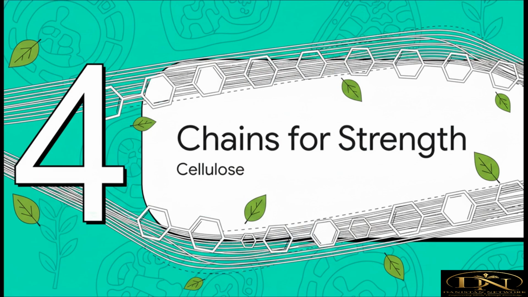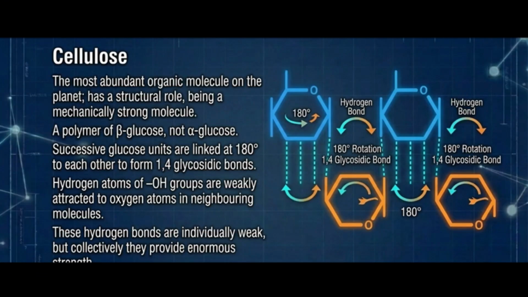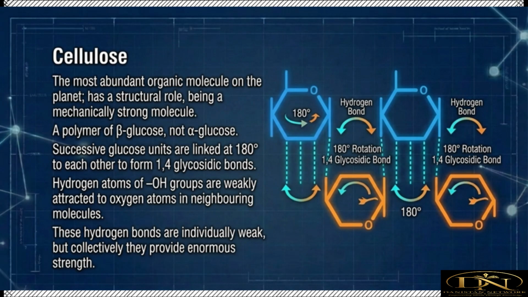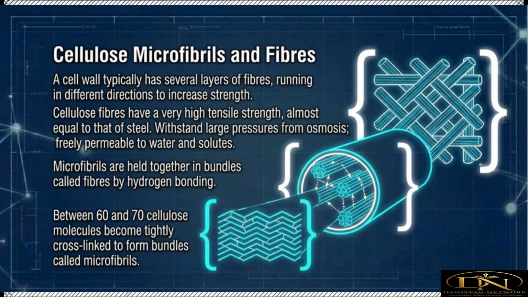But what happens if we build a chain using that other version, beta glucose? Well, everything changes. We go from energy storage to creating some of the strongest materials in nature. Okay, now this is the critical part. Cellulose is a polymer of beta glucose, and because of the way that hydroxyl group is pointing, to form the link, every other glucose molecule has to literally flip upside down. This little flip prevents the chain from coiling. Instead, it creates a long, straight, and incredibly rigid chain.